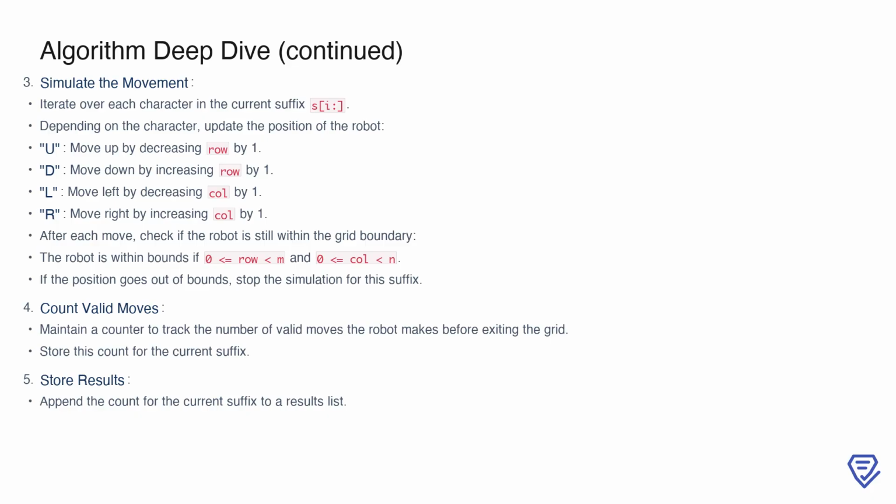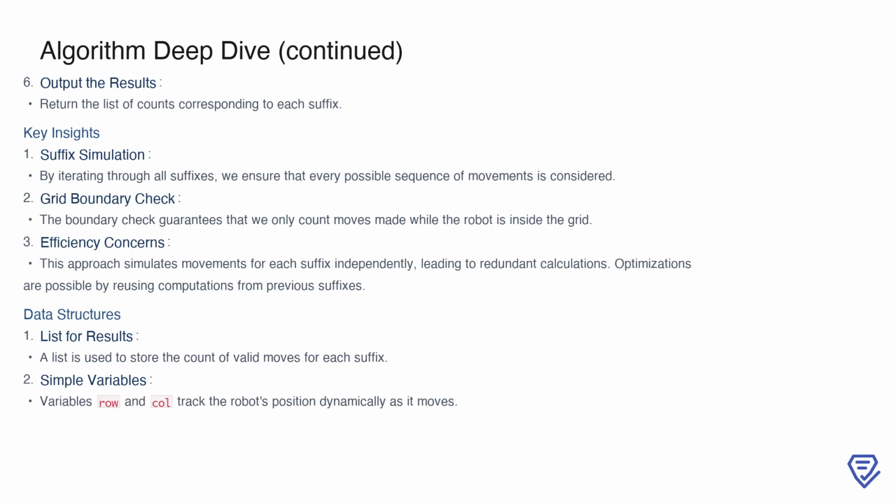If the robot goes out of bounds at any point, we stop further simulation for the suffix. During this process, we maintain a counter to track the number of valid moves the robot makes before exiting the grid. Once the simulation for the current suffix is complete, we store this count in a results list. Once we have simulated the robot's movement for all suffixes, the final step is to return the list of counts, where each count represents the number of valid moves for a specific suffix.